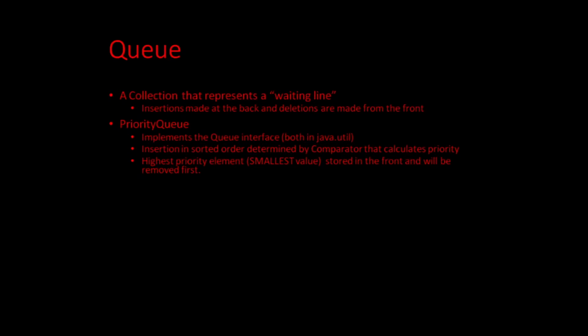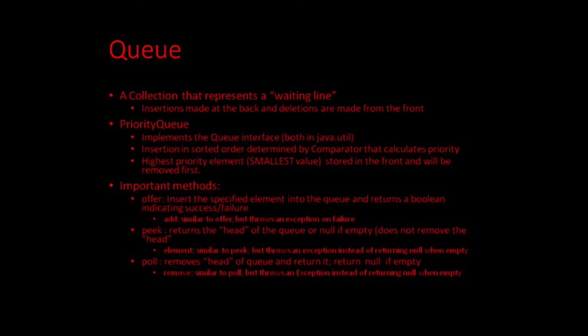One implementation of the queue is the PriorityQueue. The PriorityQueue implements the Queue interface, and insertions are made in sorted order determined by a comparator. Realize that this is not a strict first in, first out ordering. A sorting will take place, and the smallest value will be placed at the front of the queue to be removed first. Some important methods that you will find with a PriorityQueue include the offer method.